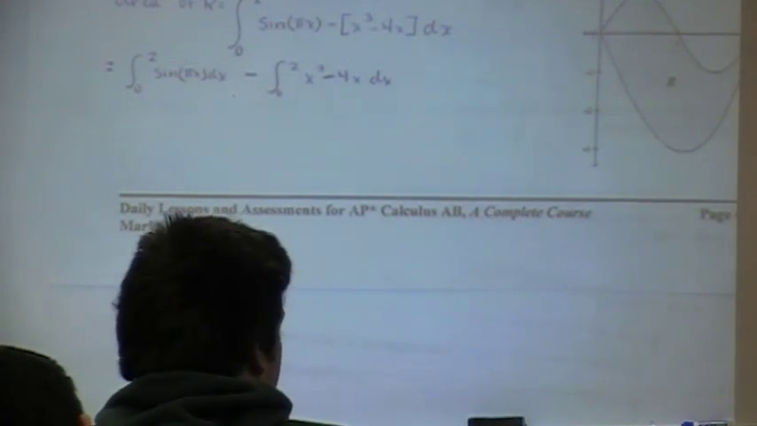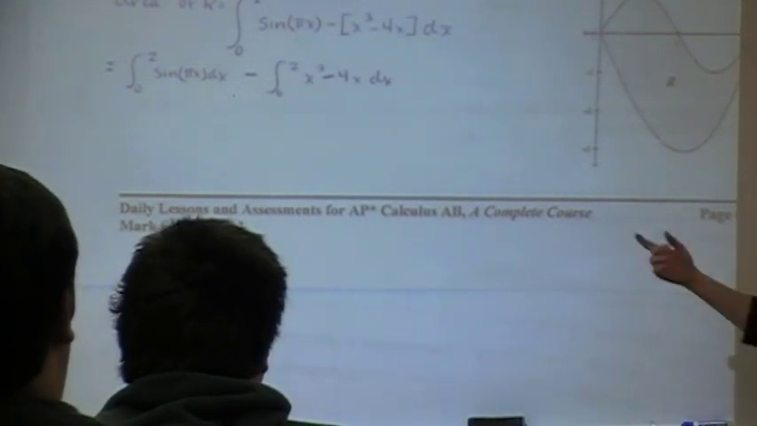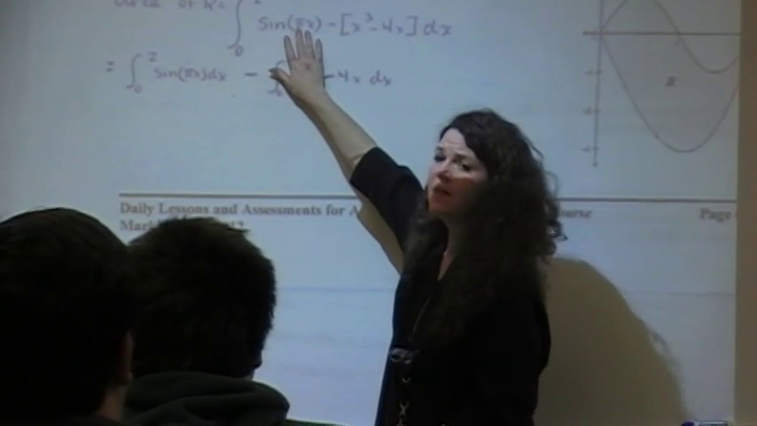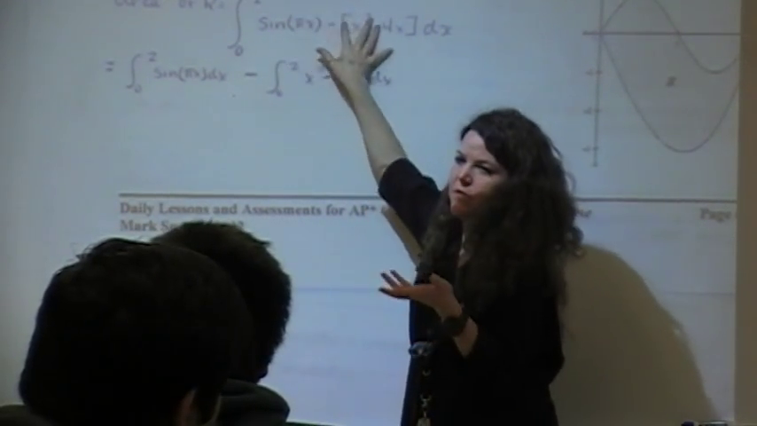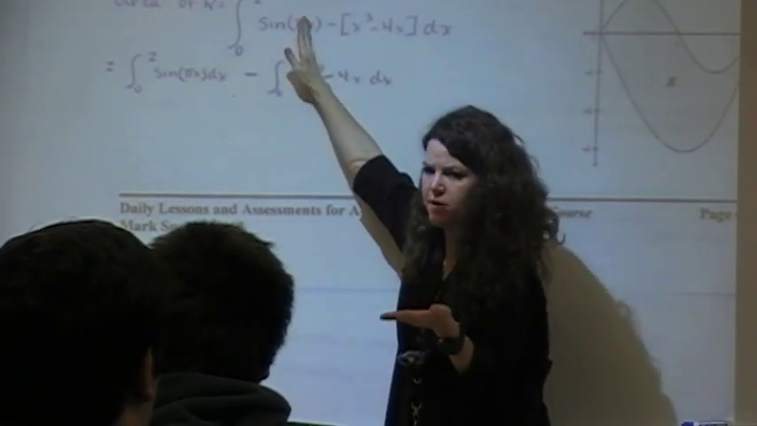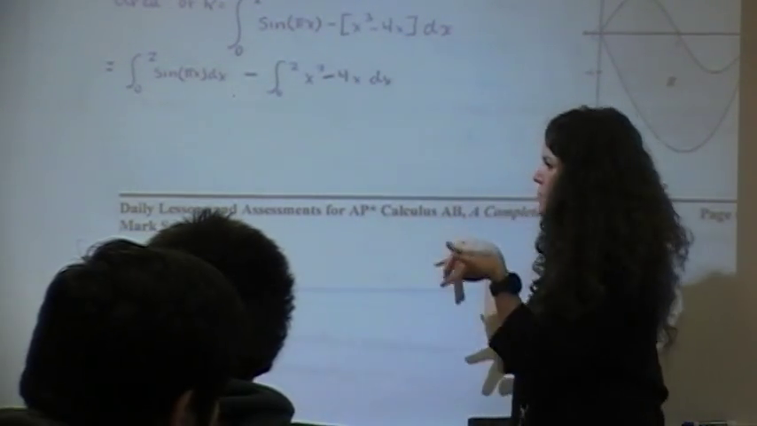Could we just do it either way, anyways? Why not? Because you can't take the antiderivative of this easily. There is no way to simplify this. It would just be this minus that, so you might as well split it up.